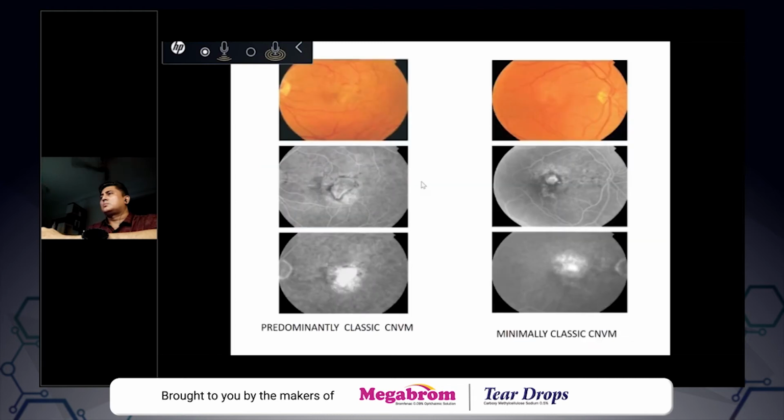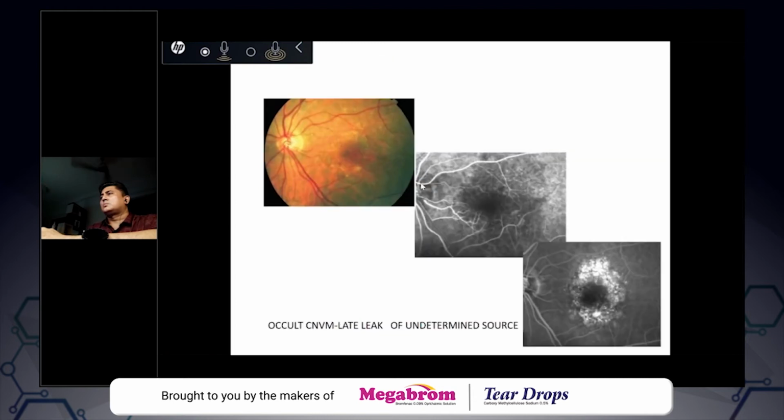So that is the angiographic classification. It's classic and occult, two types. That is, occult is fibrovascular PED and late leakage of undetermined source.